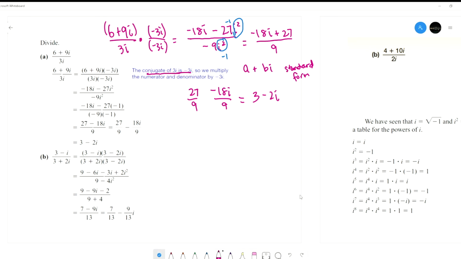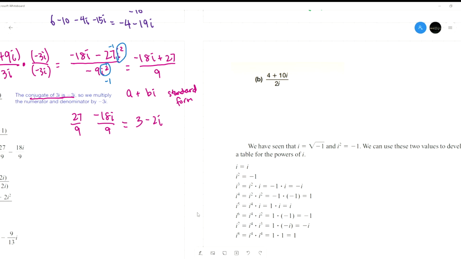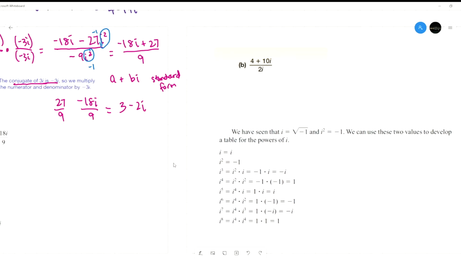So let's move on to this example here. I want you to try it, multiply by the conjugate, and put it in standard form.